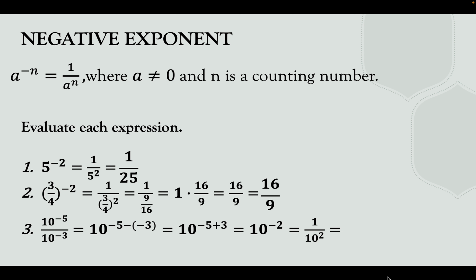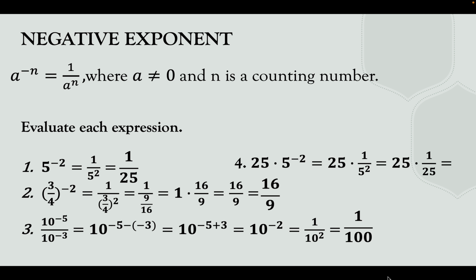Okay. So next example, we have 10 raised to negative 5 over 10 raised to negative 3. So quotient rule class, if you have the same base, you just need to subtract the exponents. 10 raised to negative 5 minus negative 3. Since we have minus and then the integer is negative, you just need to change that into positive. So 10 raised to negative 5 plus 3. So we have 10 raised to negative 2. Okay, negative integral exponent. So we have 1 over 10 raised to 2. So 10 raised to 2 is 100. So we have 1 over 100.